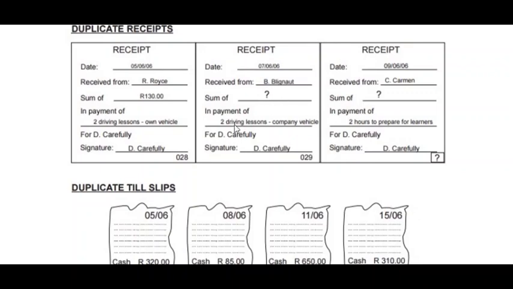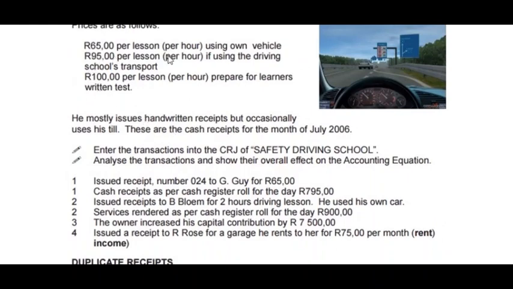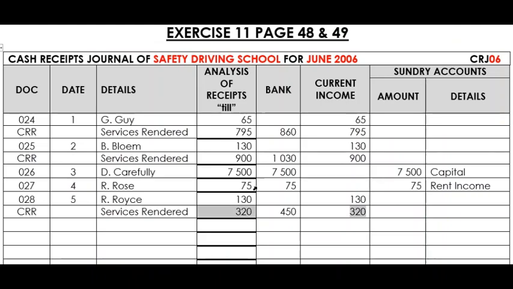We don't know what the value is, but it's 2 driving lessons using the company vehicle, and it's receipt number 29. So let's go and look for 1 lesson using the company's vehicle is 95 Rand. Therefore, 95 times 2 is we would have actually received 190 Rand from B Blighnout. Okay, so it was receipt number 29 on the 7th from B Blighnout, 190 Rand. It's the only transaction for the day, so you can draw your line, you can cash up your till, put the money in bank, and it's for a service that we've rendered, so it affects current income.